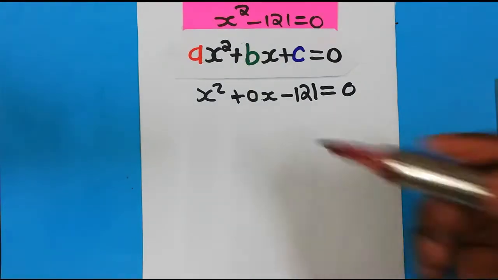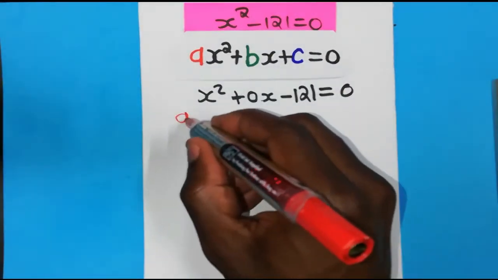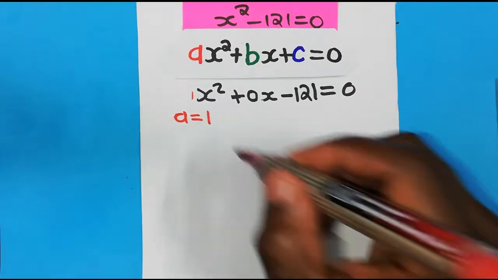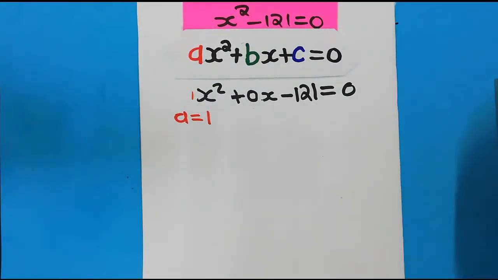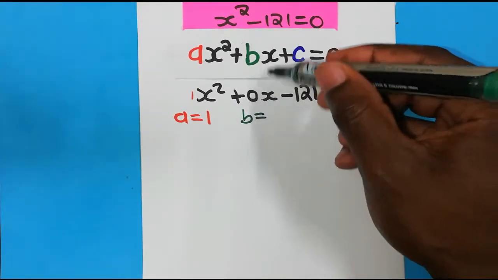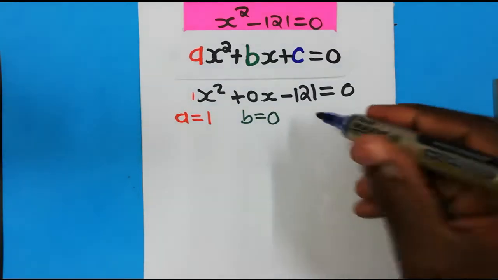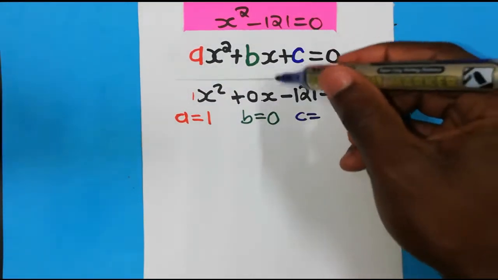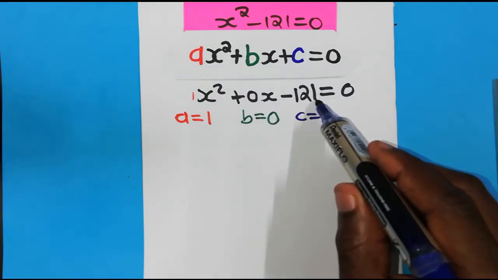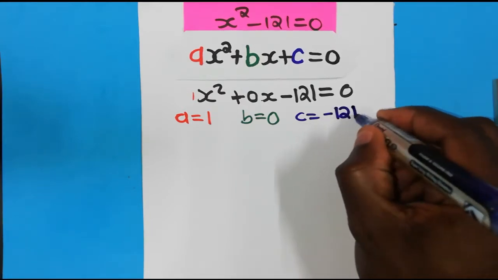Now let's figure out what is the value of a, b, and c. So the value of a in this case will be 1, okay? So it will be 1, and the value of b is the coefficient of x, so in this case it will be a 0. And then the last one, we have c. So c, it will be a negative 121, right? So it will be a negative 121.